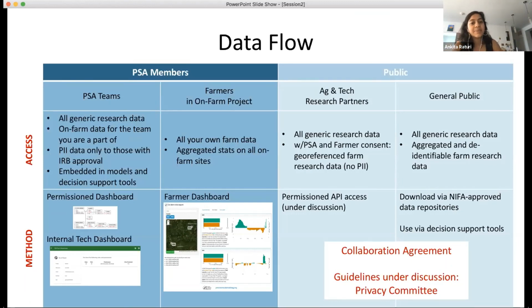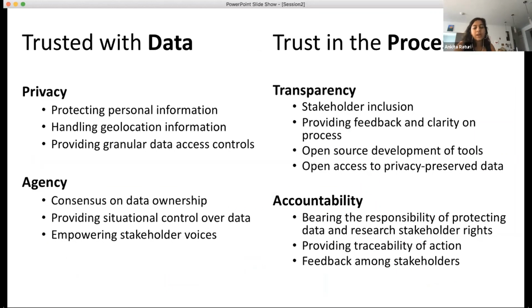Next slide, please. So when I think about trust, and what this emergent theory looks like, there are these two parts to it. And I think the really important piece is that we want to make sure that, yes, we are trusted with data, but that we're also trusted in the process.